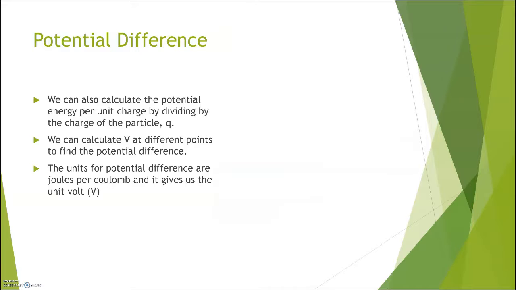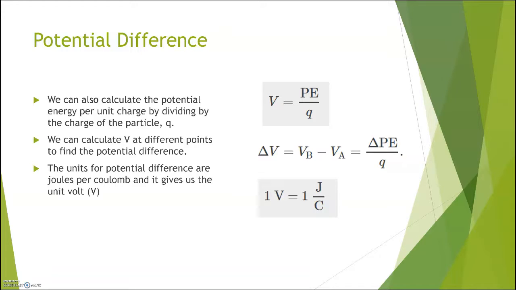We can also calculate the potential energy per unit charge by dividing the potential energy by the charge of the particle, Q, and we get this equation: volts equals potential energy divided by Q. We can calculate the volts at different points to find the potential difference. And that's where we get this equation, the change in the potential energy divided by Q. The units for potential difference are joules per coulomb, and this gives us the unit volts, which we will use a lot when dealing with electric potential and other things.